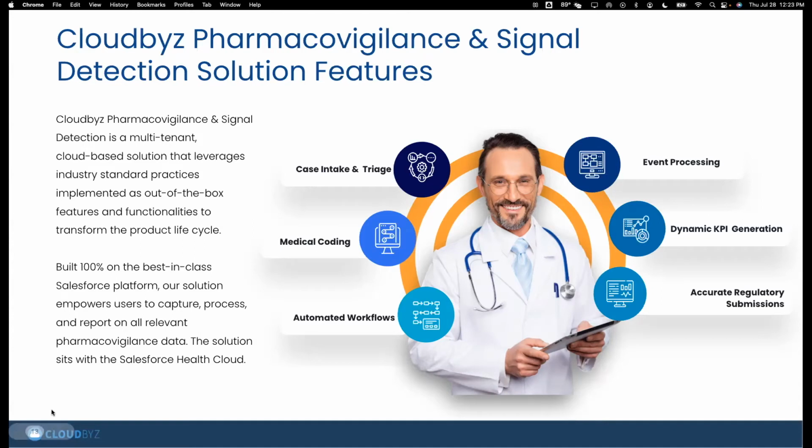Now, the most important part of any PV system is definitely the ability to create accurate regulatory submissions and be able to do powerful signal detection. To that end, a little bit later my colleague Manoj will show you how we use Tableau that sits on top of Salesforce, powered by the Cloudbyz Pharmacovigilance solution, to do that. That is one way in which we can generate these accurate regulatory submissions.